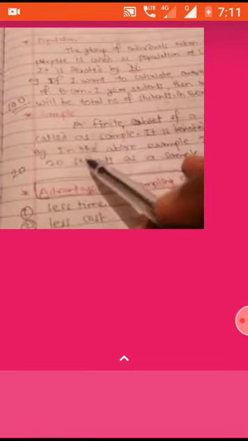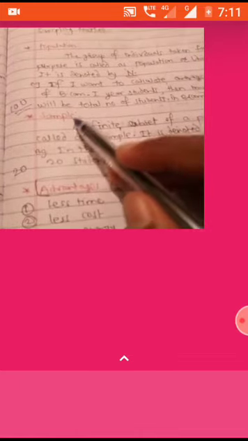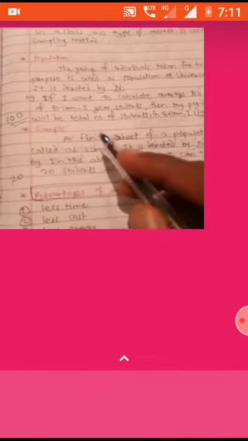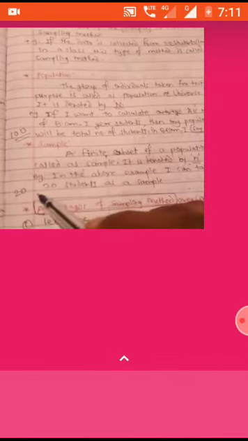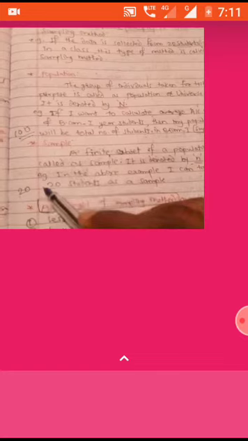For revision, our population is 100 students. We want to draw 20 students as a sample. Suppose I collect the information from all 100 students, then this method is the census method. And suppose I collect the information from the sample, that is only 20 students, then this method is the sampling method.